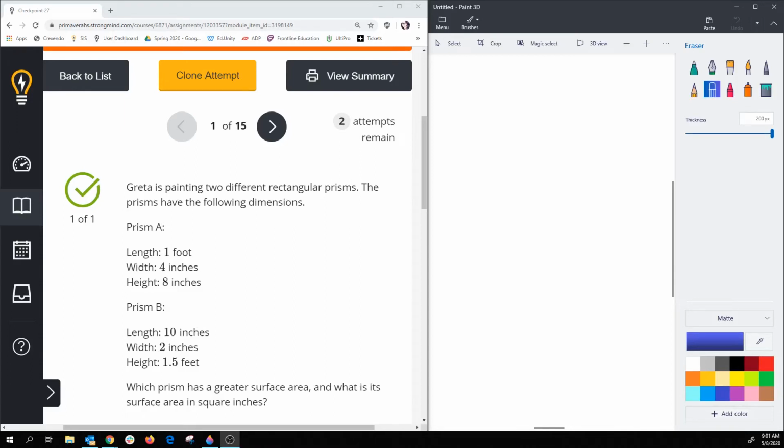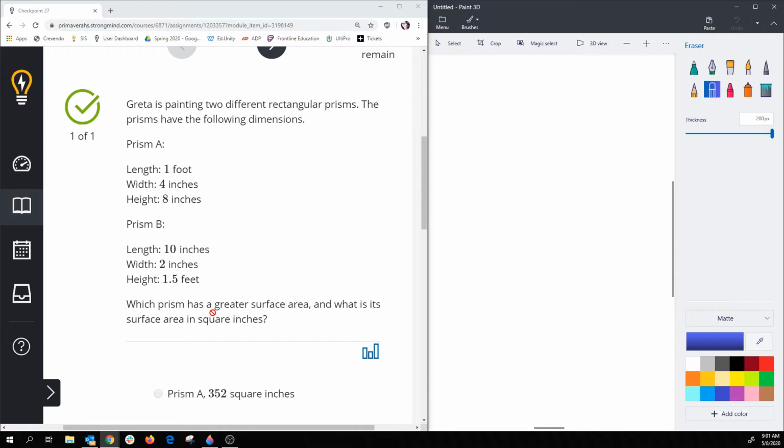Alrighty, checkpoint 27. So here is that first question. It says that Greta is painting two different rectangular prisms, and the prisms have the following dimensions. So we have prism A and prism B. We want to know which prism has a greater surface area and what is the surface area.